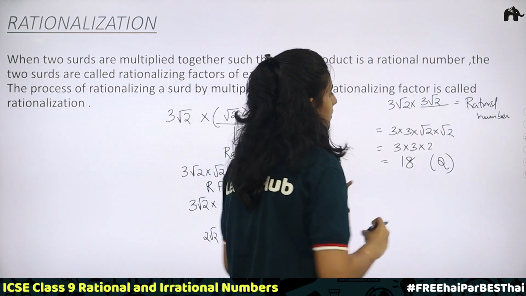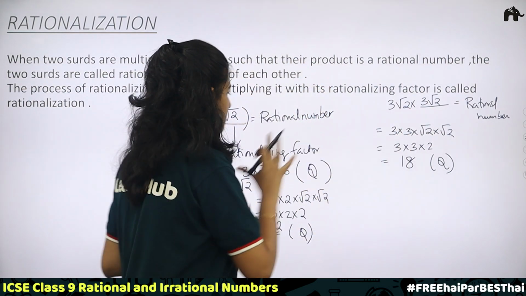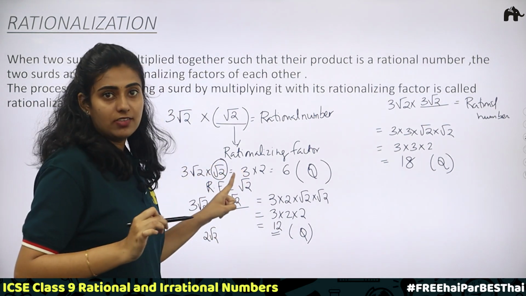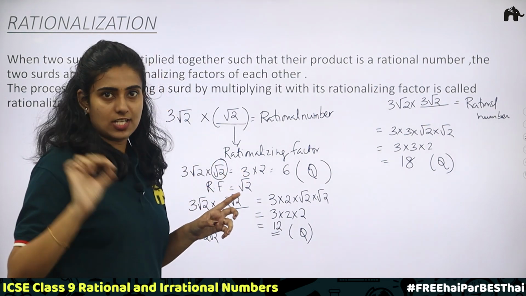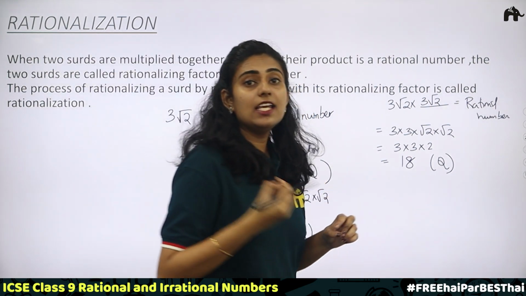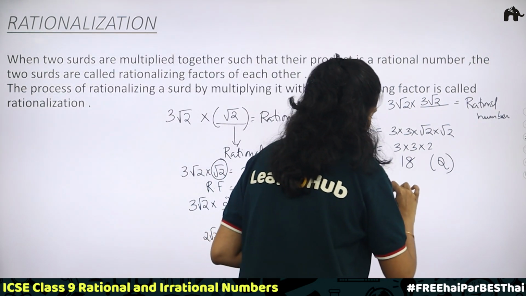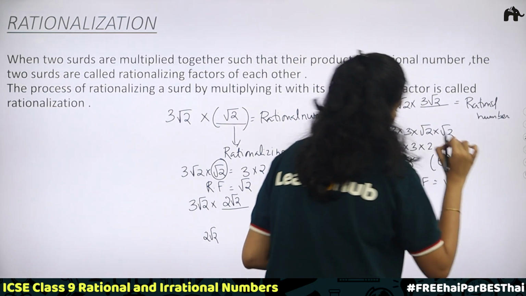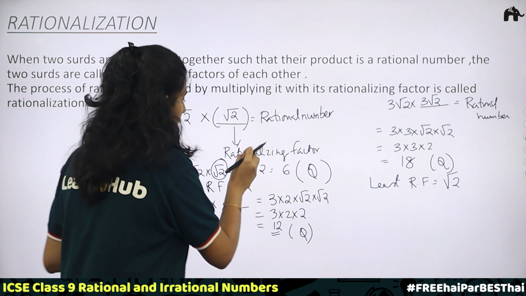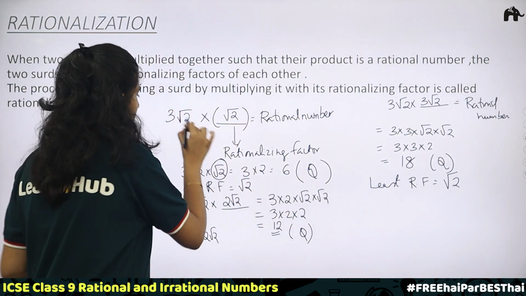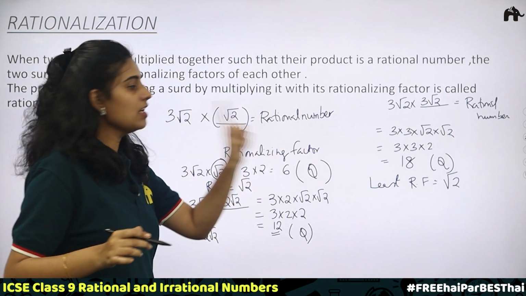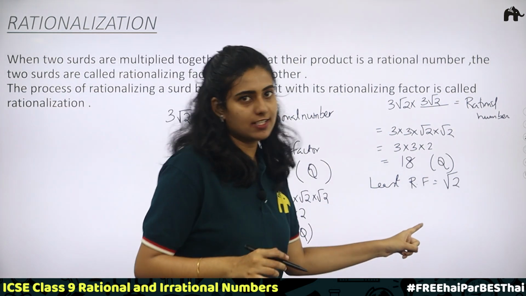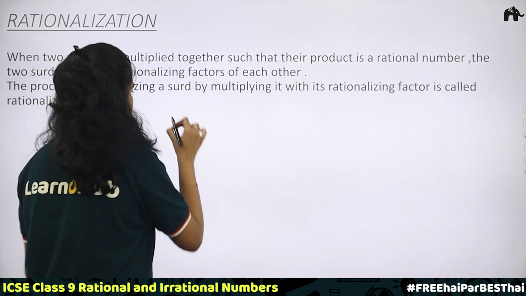So here we get infinitely many rationalizing factors for a given irrational number. And root 2, the first one we have taken, is the lowest rationalizing factor, or you can say the least rationalizing factor. In this case, the least rationalizing factor is root 2. The lowest irrational number that can be multiplied to the given irrational number to get a rational number is called the lowest or least rationalizing factor. Clear? Let us take a surd.